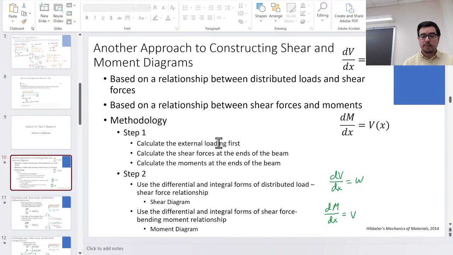The methodology that we've used in the past has been: do equilibrium, take these slices, do equilibrium across the beam. But now what we're going to say is, look, I've got these two equations, dV/dx is equal to w, the distributed force, and dM/dx is equal to V. So how do we potentially use this information to create these plots, without having to continually think about the slice and about equilibrium? Now, the first step is still to do equilibrium. We still had to do the external loading first. But what you do is you take a look at the internal moment and the internal shear force at the extremes, or at the ends of the beam.